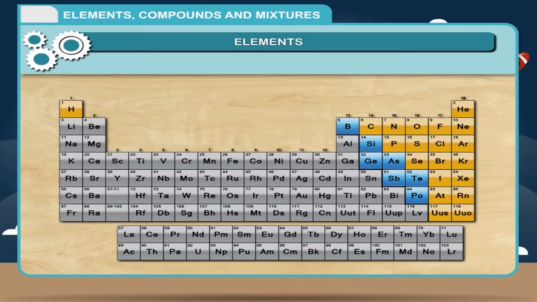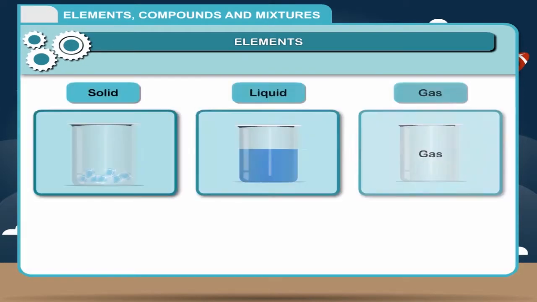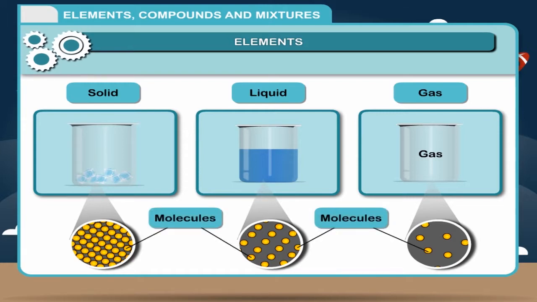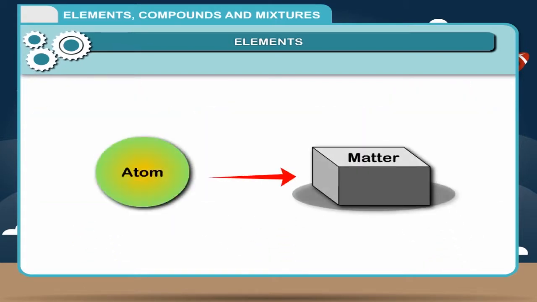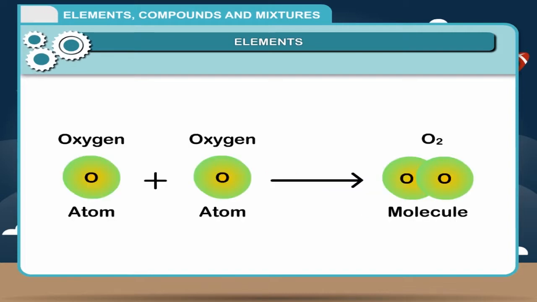Elements are further divided into metals, non-metals and noble gases. We have learned previously that various states of matter exist due to different arrangement of molecules in them. Now we will learn that molecules are not the smallest particle of matter, but it is an atom which is the smallest particle of matter. An atom is the smallest particle of an element, which may or may not have independent existence, but always takes part in a chemical reaction.